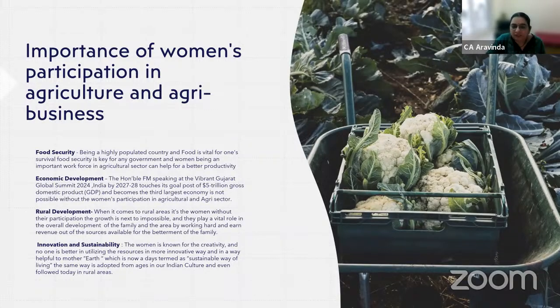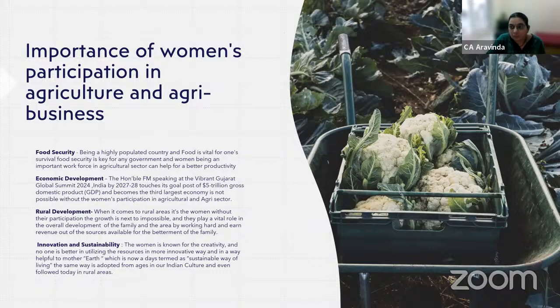The target of a 5 trillion economy is not possible unless the agriculture sector is developed, and the agriculture sector cannot be developed unless women's participation is increased. Women should also start businesses related to agriculture, and not only agriculture, but any other produce or activity which can help women step into and venture into business.